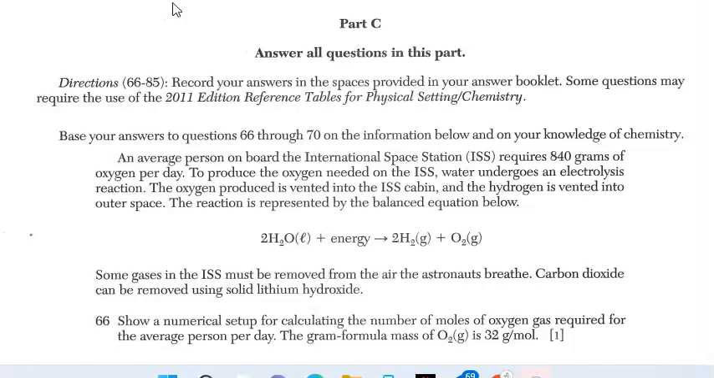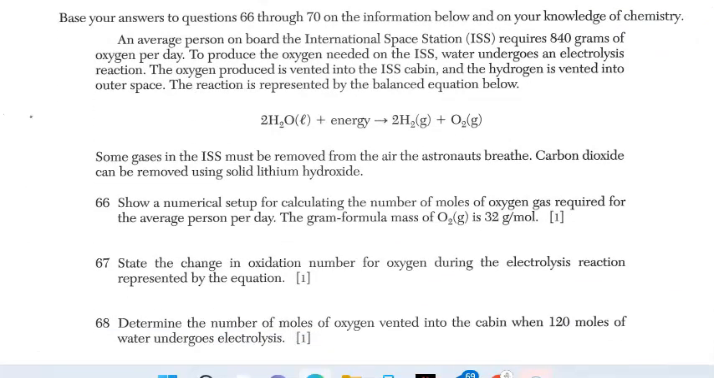Let's get started. Again, we have reading passages and questions that may or may not go along with those reading passages. So here we're going to have questions 66 through 70. We have information along with a balanced equation. Don't blow this off, because there might be something in here that you need to answer one of these questions. Read it over, pause the video, try to answer the questions yourself, and then come on back and see how you did. We're going to just keep rocking and rolling.